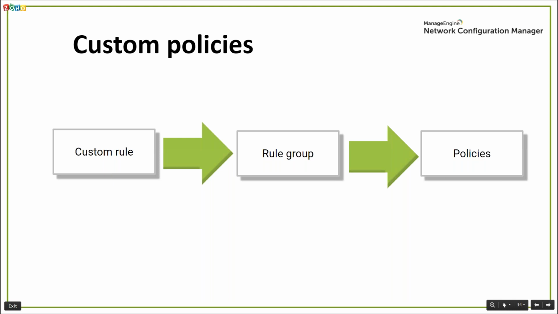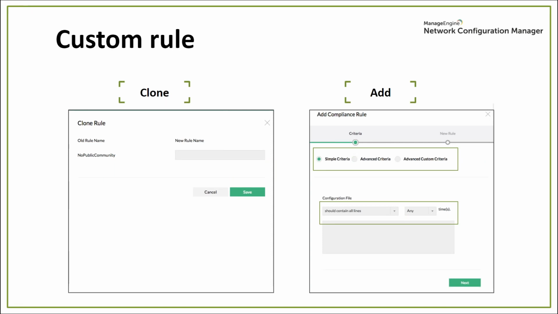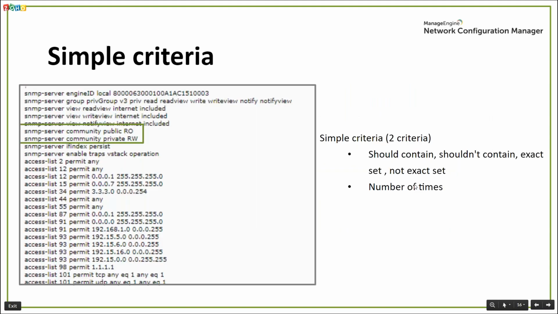So to create a custom policy, you'll have to first create a custom rule with which you can create a rule group, a custom rule group, and then you can create a custom policy. So while trying to create a rule, you can either clone a rule that is very closely related or very identical to the rule that you're going to create, or you can just go ahead and add a rule from scratch. So there are three criteria that you can choose from while creating a rule, which is the simple criteria, the advanced criteria, and the advanced custom criteria. So let me just talk about each of these criteria, and I'll show you how to add a new rule or a custom rule within NCM.